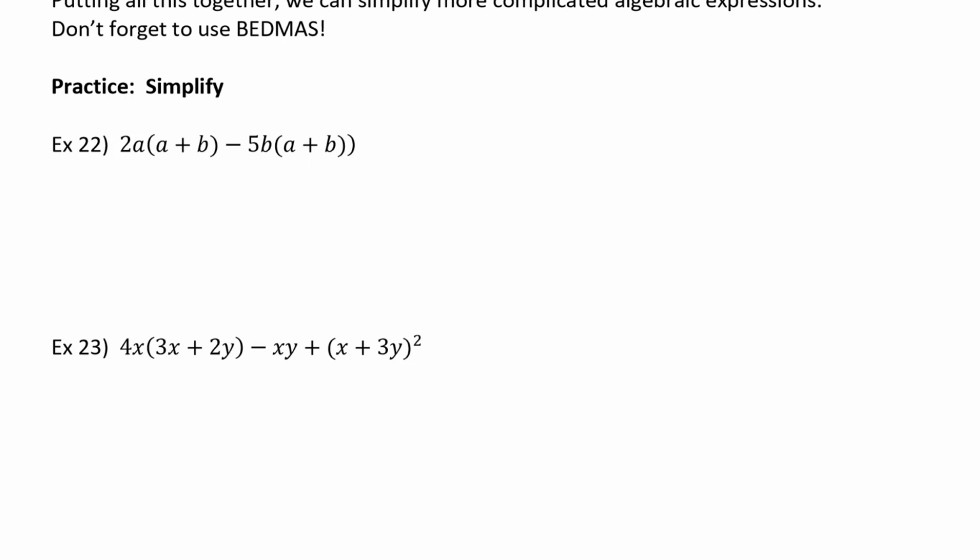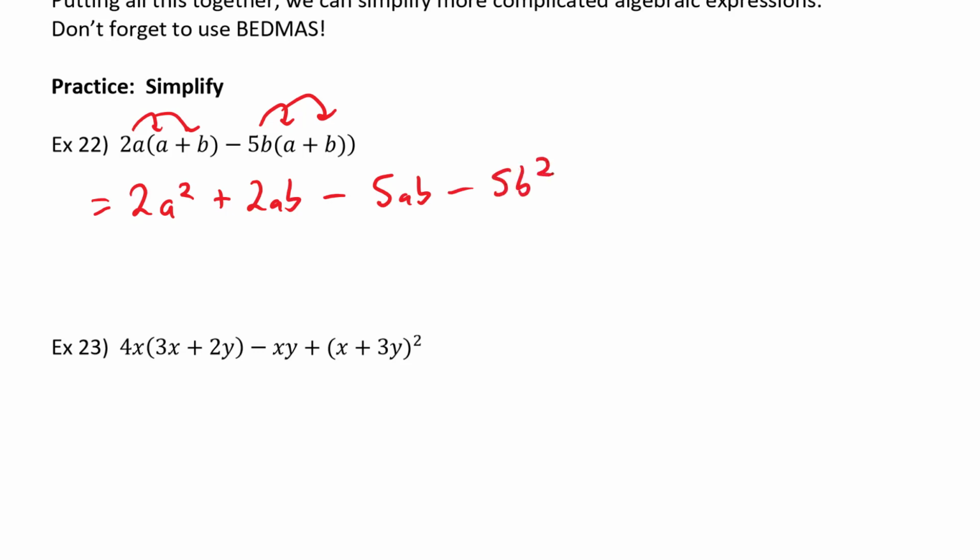Let's take them up. First of all, let's distribute here and here. 2a squared plus 2ab. Next up, we're distributing the minus 5b. Minus 5ab minus 5b squared. We've now dropped the brackets. We've distributed those monomials into the binomials.